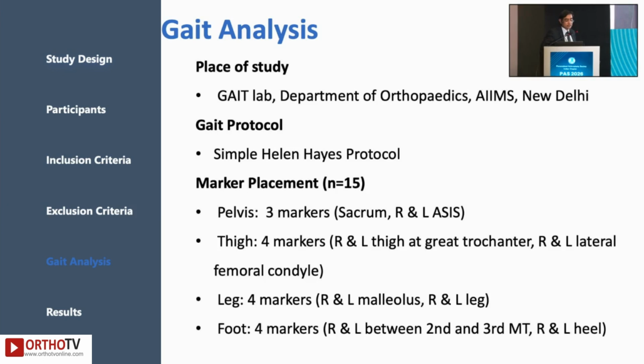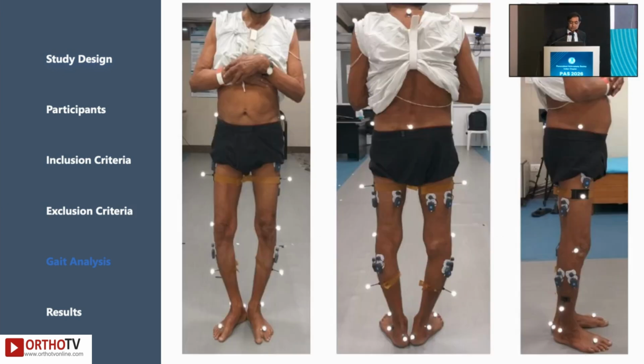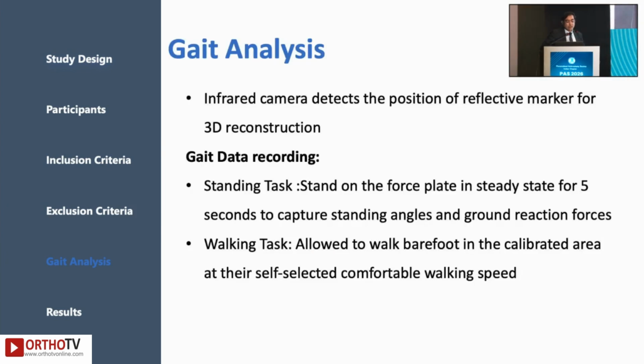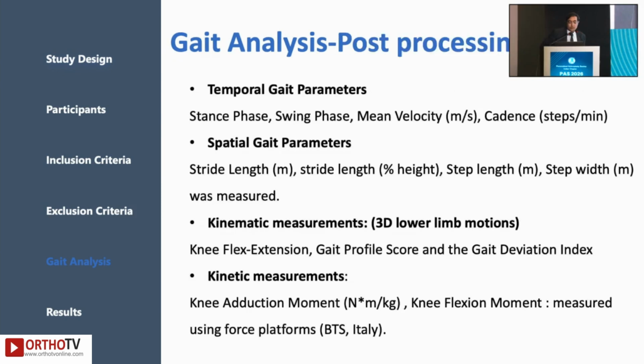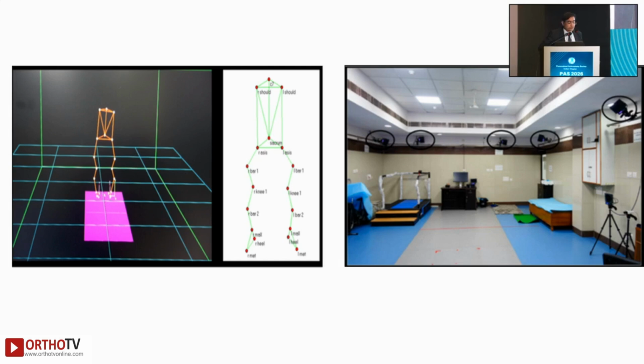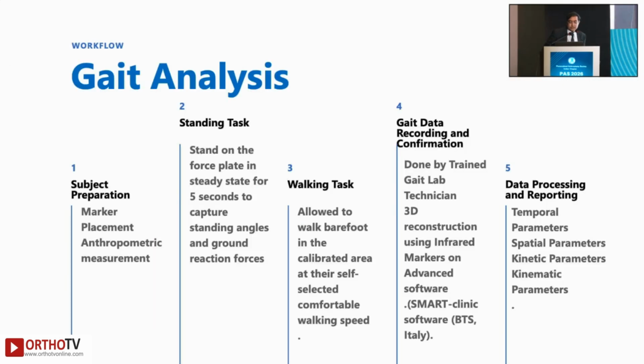And then we did a gait analysis on these patients using the simple Helen Hayes protocol. We had markers on the pelvis, thigh, leg, and foot. AIIMS had the only 12-camera gait lab in the country at that time. So these are the markers there. There was a standing task and a walking task. The standing task was on a force plate for steady state for 5 seconds, and for walking the patient was asked to walk barefoot, and we assessed all the temporal gait parameters, the spatial gait parameters, the kinematic measurements, as well as the kinetic measurements. So this is our gait lab, and this is the analysis that was done.